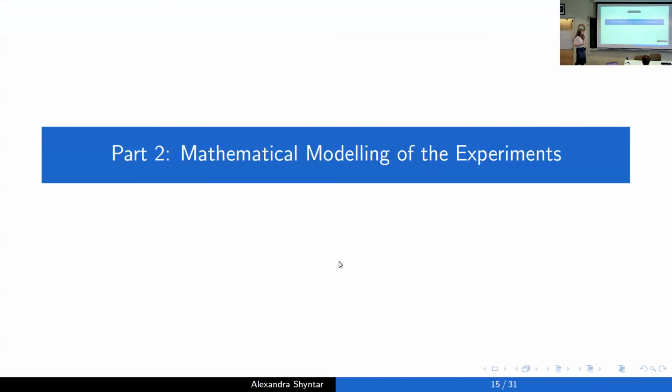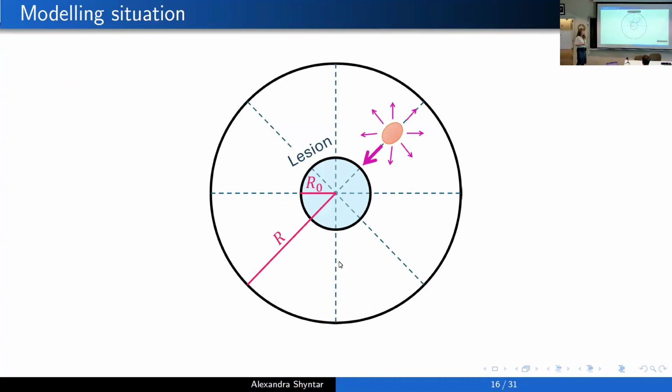Okay, so now on to the second part of this talk, which is the mathematical modeling of these experiments. So our modeling situation that we're going to try to model with equations is the following. We simplify our domain to be symmetrical and to make it a circle. We will have a lesion in the center of radius 150 micrometers. Then we take the outer circle to be some radius that's greater than the one in the lesion.